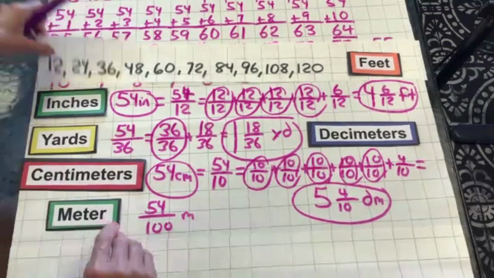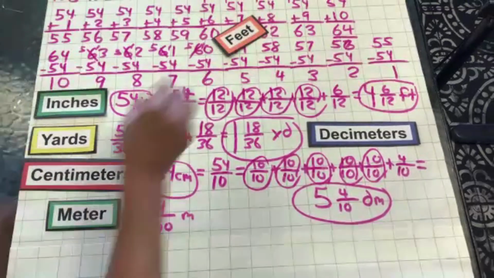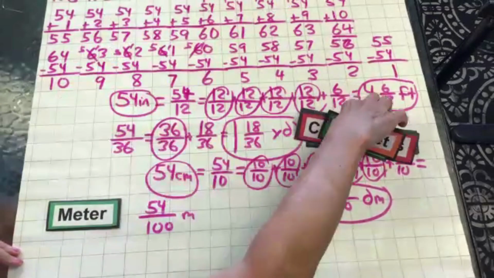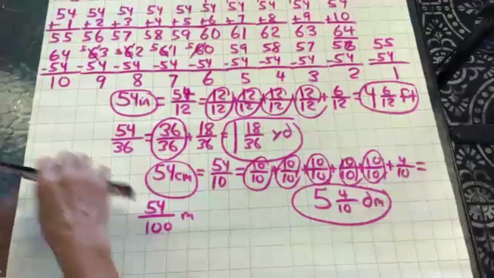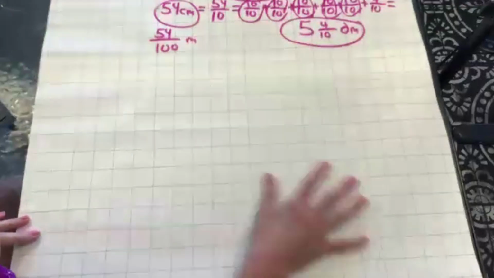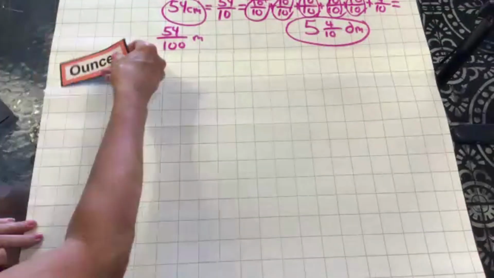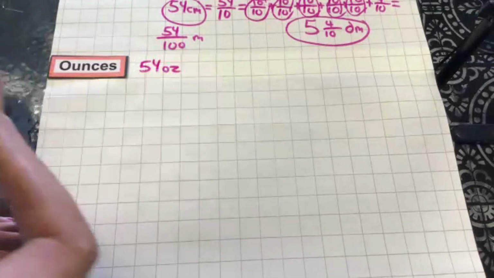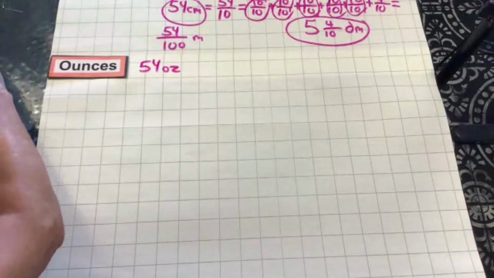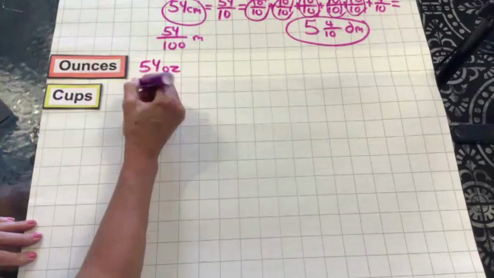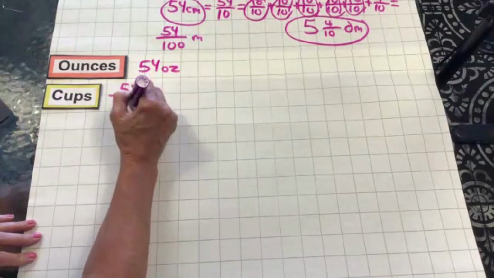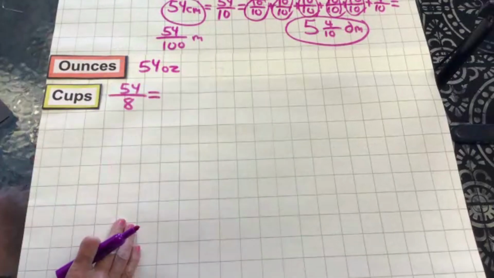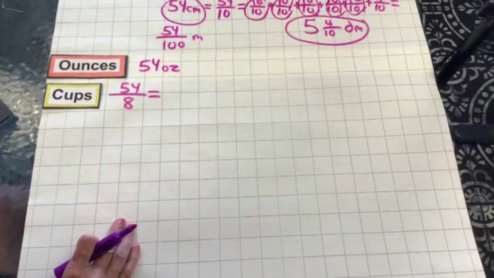All right, let's move on to the next category. We're going to move on to our liquid form of measurement. This one gets tricky with ounces. So our ounces, 54 ounces. We know it takes 8 ounces to make a cup. So we're going to put that 54 over 8, and we're just going to break it apart. So our eighths, let me get my eighths out here. Where are my eighths? Here they are.